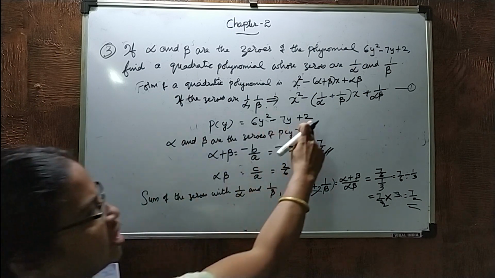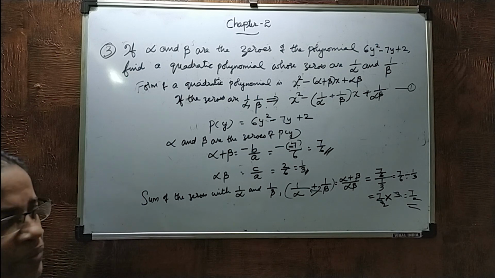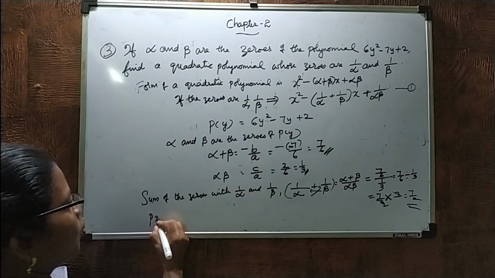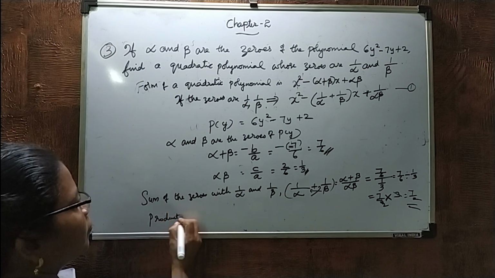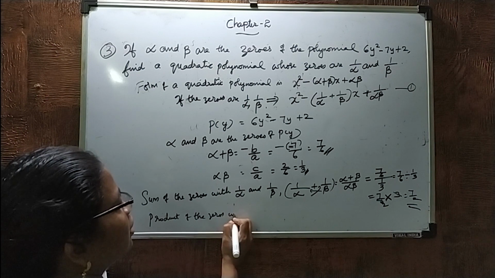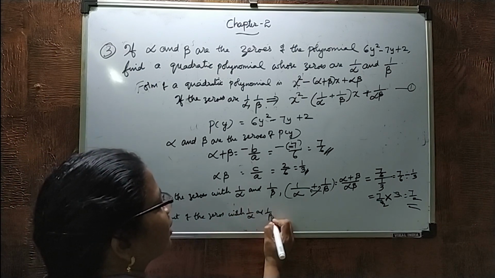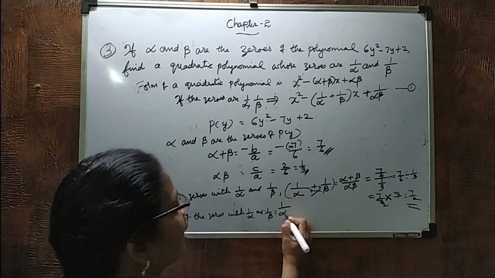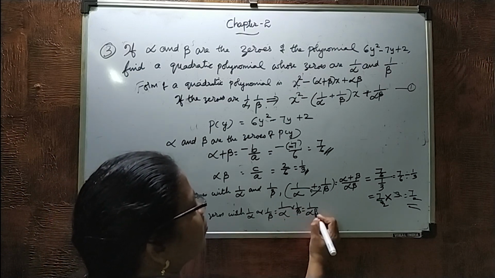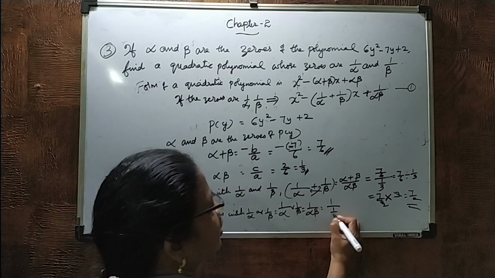Here we want 1 by alpha plus 1 by beta, so there you can apply it. Next, we want the product of the zeros 1 by alpha and 1 by beta. That means 1 by alpha into 1 by beta equals 1 by alpha beta. That means 1 by alpha beta is 1 by 3.